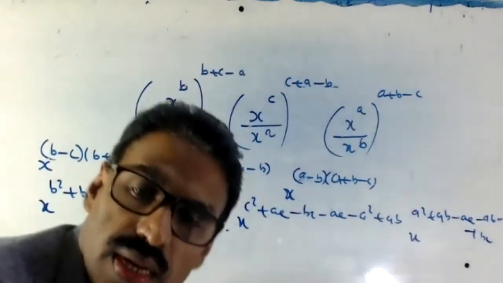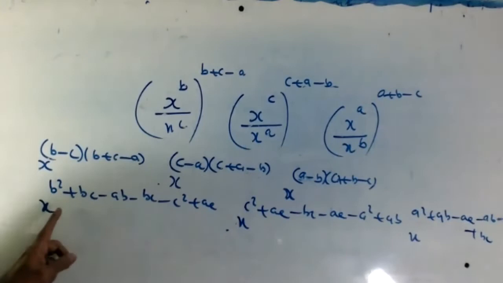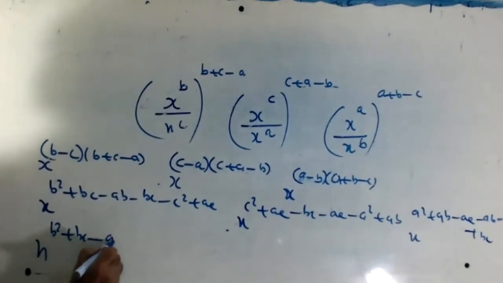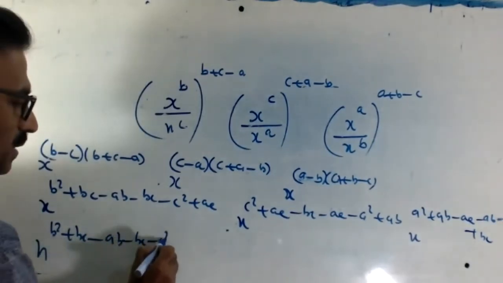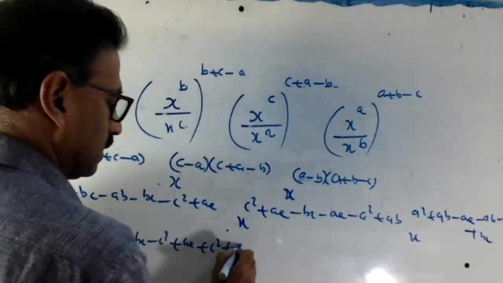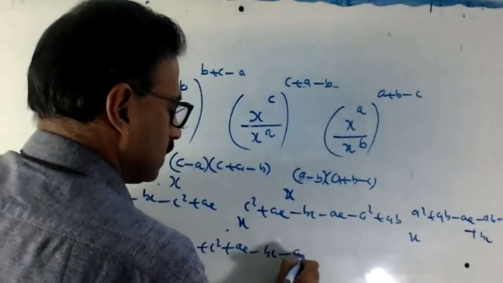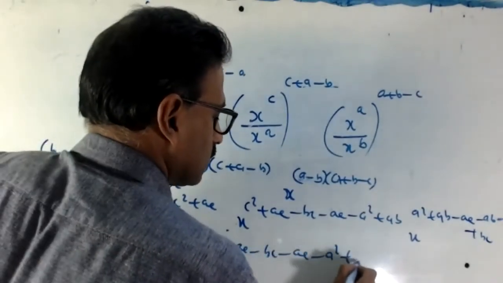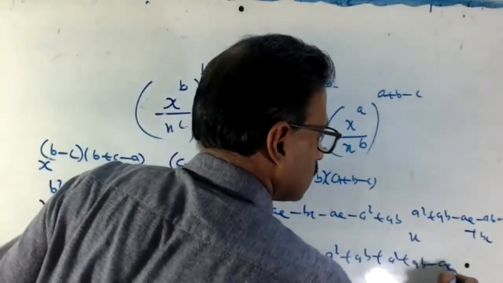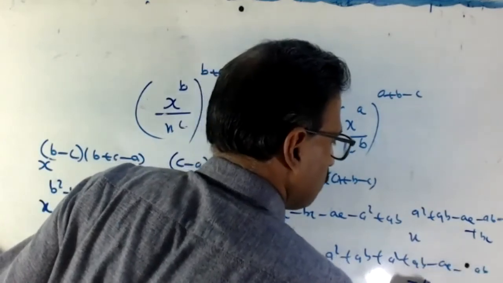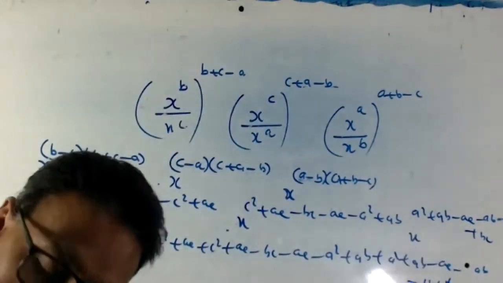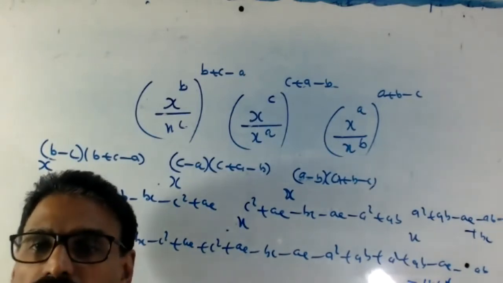Okay, then after that add everything, x raised to everything adding: b square plus bc minus ab minus bc minus c square plus ac plus c square plus ac minus bc minus ac minus a square plus ab plus a square plus ab minus ac minus ab minus b square plus bc. Everything cancels. We get x raised to 0, that is equal to 1. All got this.